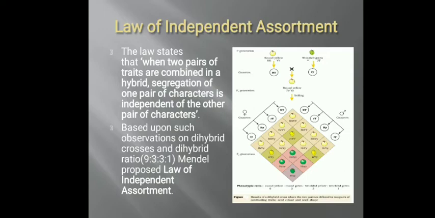So he explained this by saying that these two characters are independent of each other. That means the shape of the seed and the color of the seed are independent of each other, and that is why the round could combine with green and the yellow could combine with wrinkled. So that was the law of independent assortment. This was based on the dihybrid cross which gave the ratio 9:3:3:1. Now let's see what the exceptions to this law are.